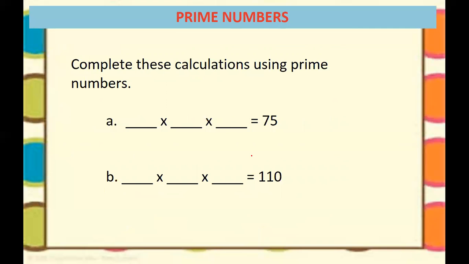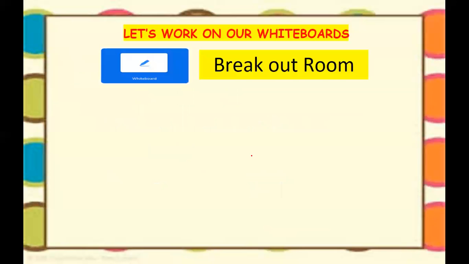Okay? Now, complete this one. What are those prime numbers that when we multiply, give us a product of 75? So 3 times 5 is 15, times 5 is 75. Next one, the product is 110. 2 times 5 is 10, times 11 is 110. Okay?